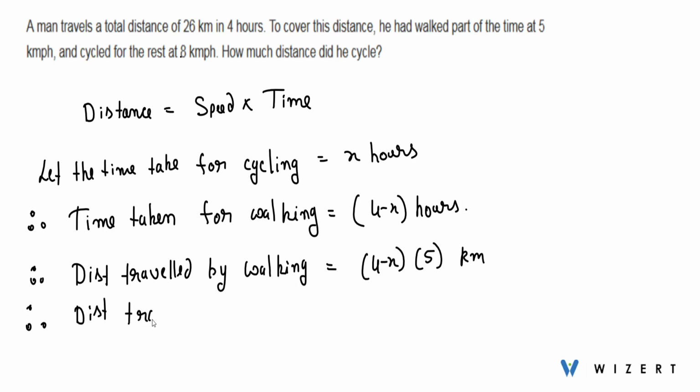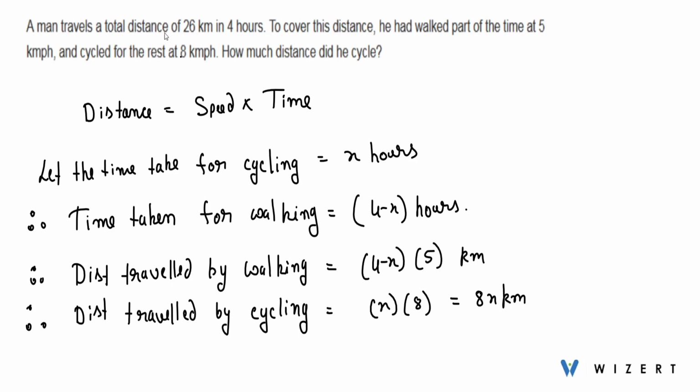Similarly, distance traveled by cycling will be equals time of duration of cycling, which is x hours, multiplied by my speed, which will be equals 8 km per hour. So it will be equals 8x kilometer.